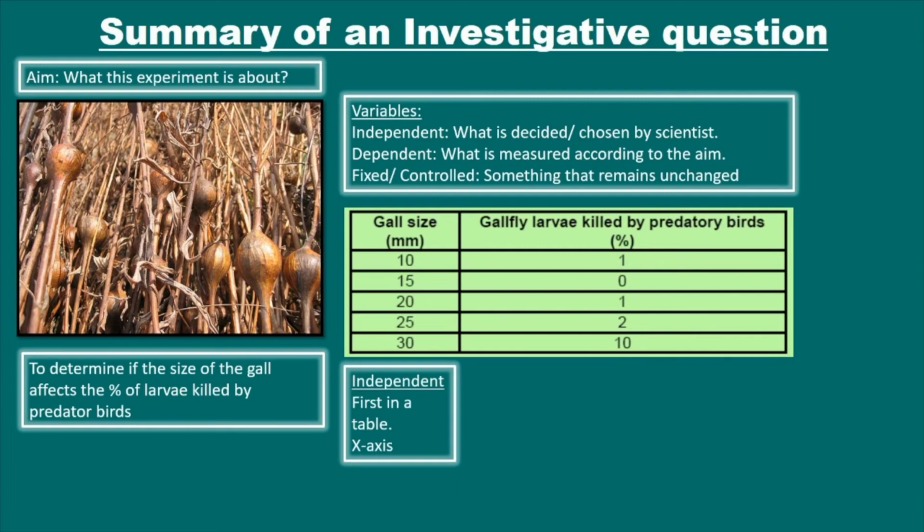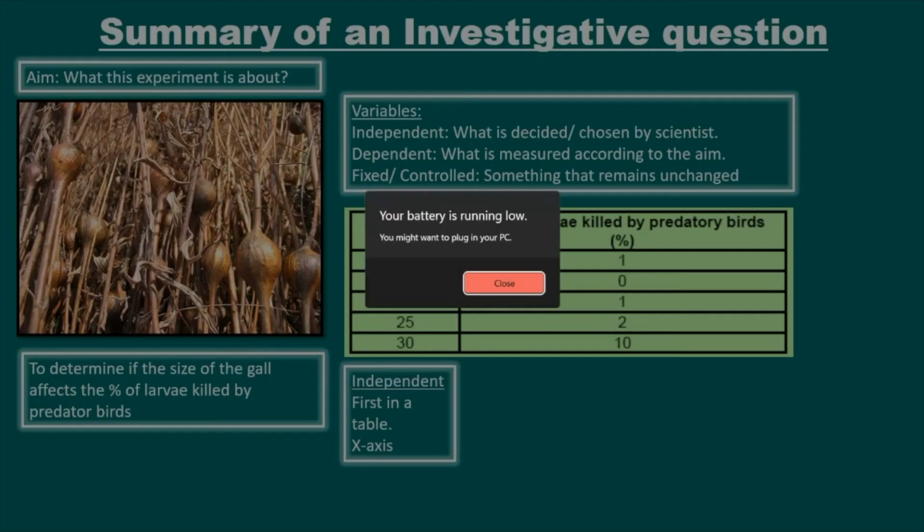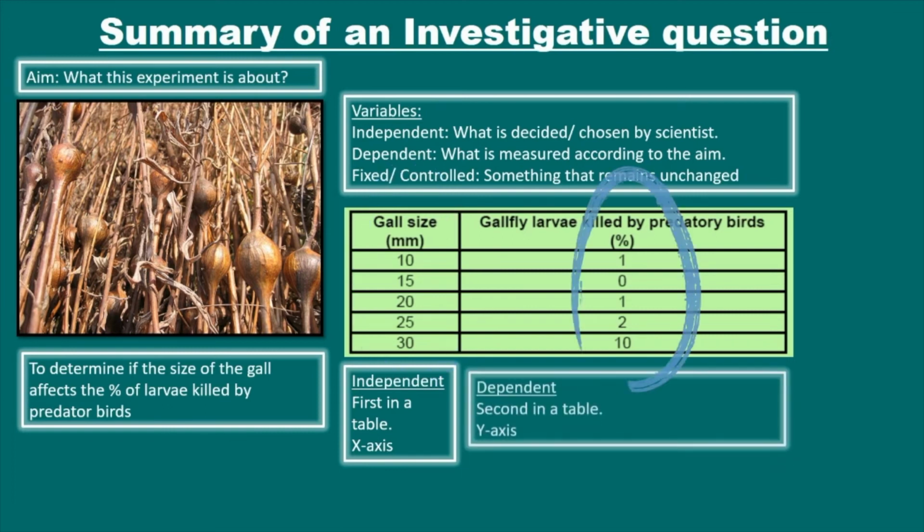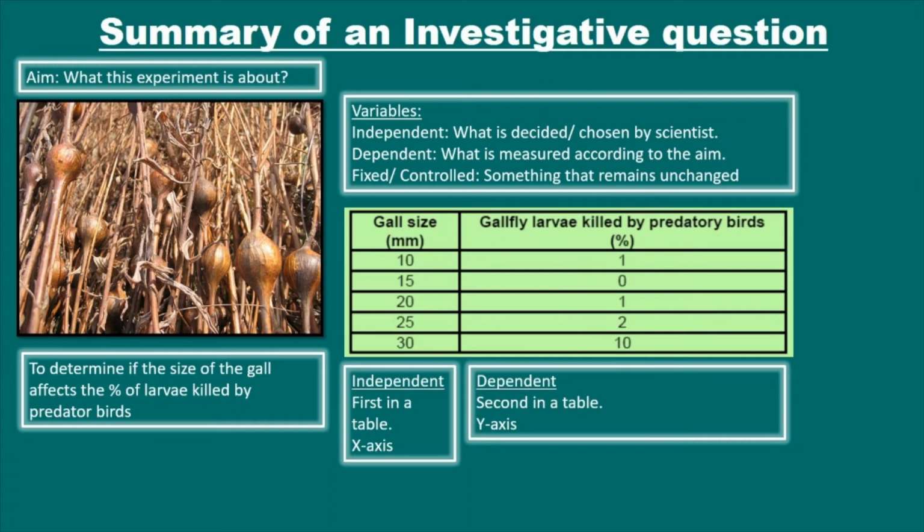So if I give you a table, the independent variable will always be first in your table. So your first column will be your independent variable, which is your x-axis. Then your dependent variable will always be in the second column of the table, and that will go onto your y-axis. And this is very, very important. The fixed variable is usually also mentioned in the given scenario, but sometimes they can be quite mean, and then they ask you to mention a fixed or controlled variable that's not mentioned in the given scenario. So that's very important for you to read that specific question.